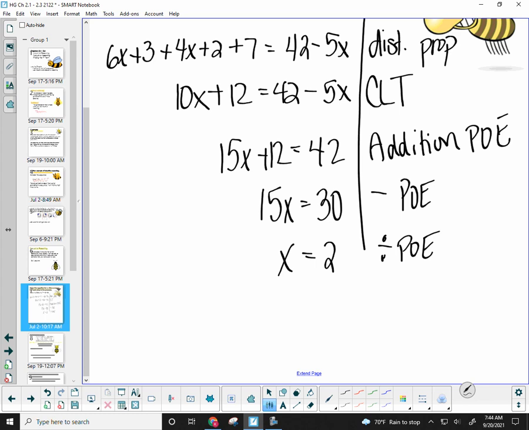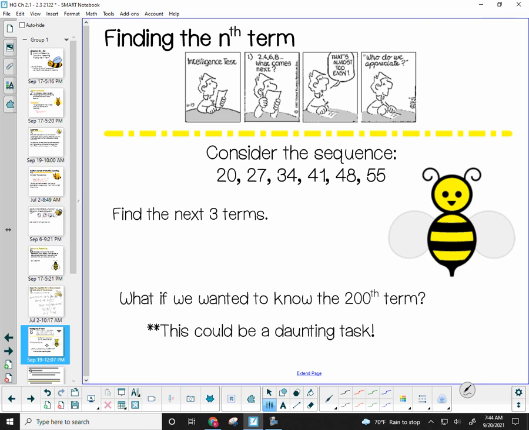All right, so now we're going to do what's called finding the nth term. Okay, finding the nth term. So consider that sequence there: 28, 27, 34, 41, 48, 55. Take a minute here. I want you to find the next 3 terms. So find the next 3 terms in there.